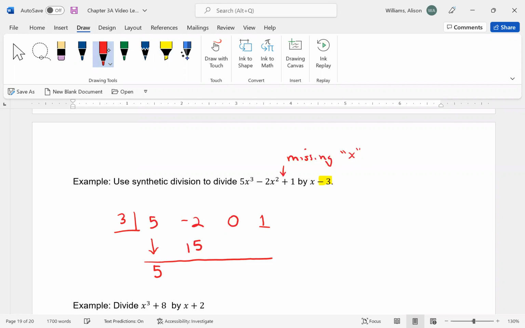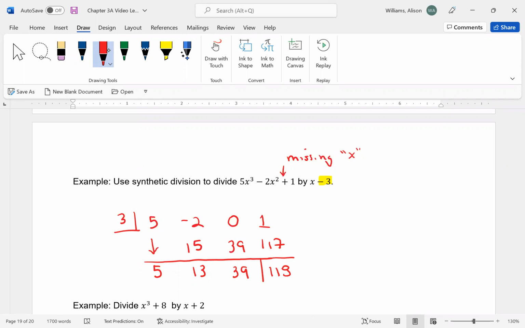That goes under here. 15 and negative 2 are going to give me 13. 13 times 3 is 39. Add that and give me 39. Here, I'm going to need my calculator for this one. 39 times 3 is 117. And then 117 and 1 is 118. And that last number is my remainder. So this is the first time we've seen a remainder.